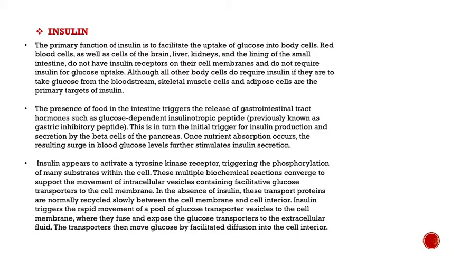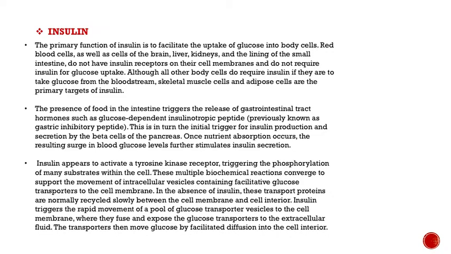The presence of food in the intestine triggers the release of gastrointestinal tract hormones such as glucose-dependent insulinotropic peptide, which was previously known as gastric inhibitory peptide. This is in turn the initial trigger for insulin production and secretion by the beta cells of the pancreas. Once nutrient absorption occurs, the resulting surge in blood glucose levels further stimulates insulin secretion.